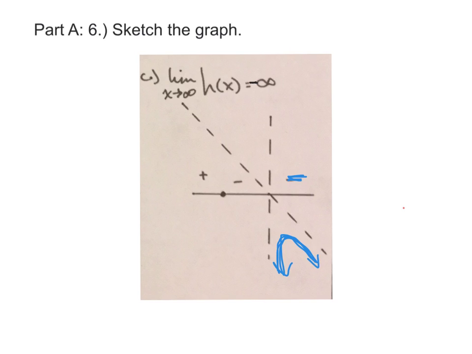On the middle interval, it's also negative. So we're going to extend from the 0 downward and get closer to our vertical asymptote. On the left interval, it's going to become positive and get closer to our oblique asymptote. So this is a sketch of the graph of h of x.